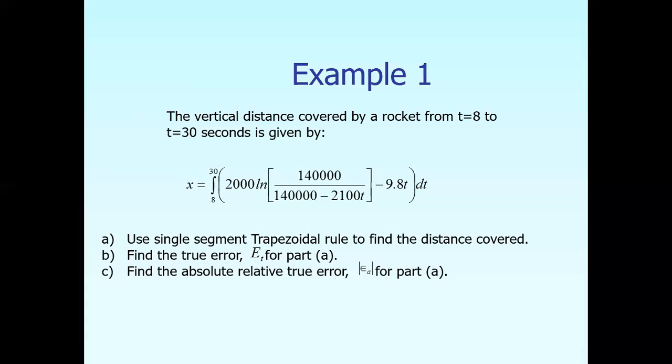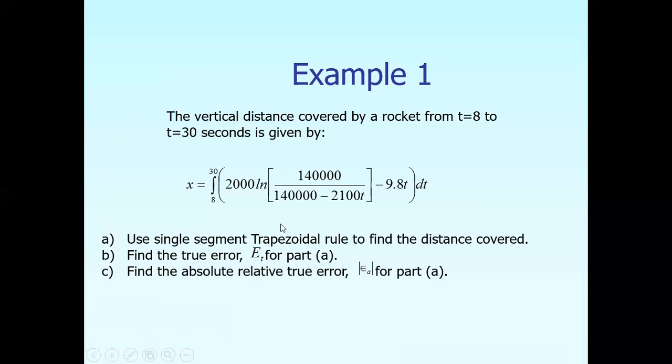Suppose there is one example. The vertical distance covered by a rocket from t is equal to 8 to t is equal to 30 seconds is given by x is equal to integration of 8 to 30 of 2000 log natural 140000 divided by 140000 minus 2100t, minus 9.8 t dt. Use single segment trapezoidal rule to find the distance covered, find the error and find the relative error.